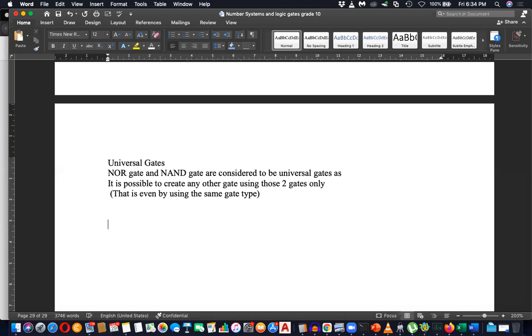But most of the questions will be asked from number systems and logic gates. Remember that, right? Most of the exam questions will come from number systems and then from logic gates.